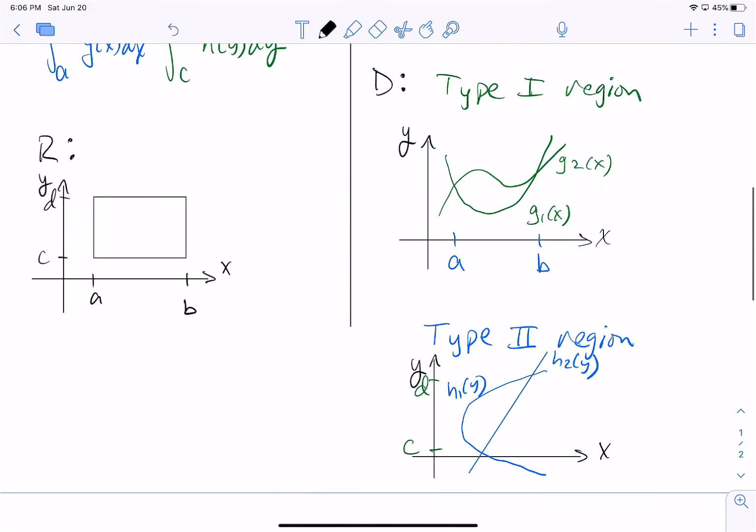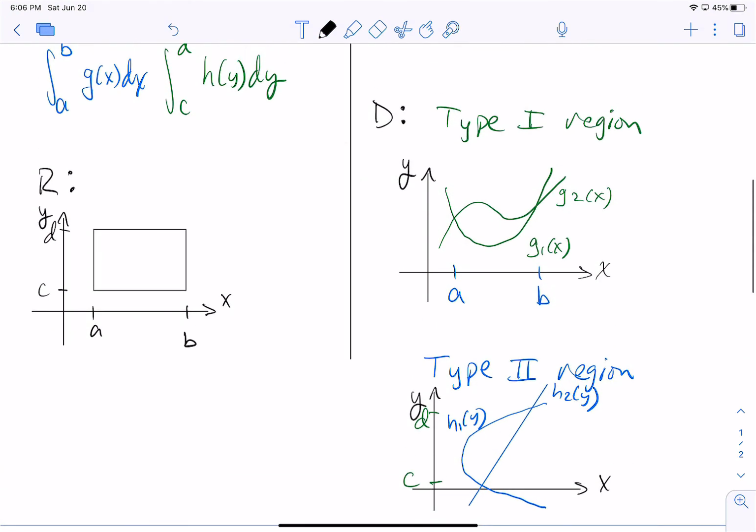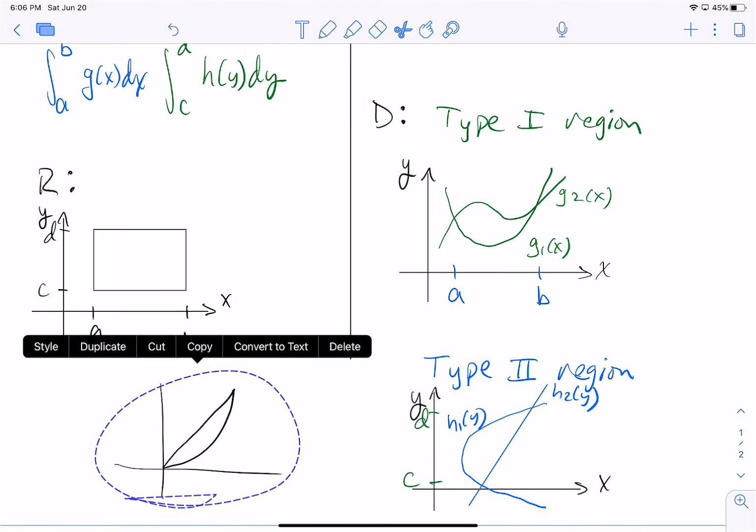It's not out of the realm of possibility that we have a region that is both type 1 and type 2, and something that looks maybe like this, which is maybe like part of a parabola that's cut off by a linear function here, in which case we could choose the order of integration and then tweak the limits. We could actually set this up using dx dy or dy dx, and we're going to see how that works as we do our work. I'm going to get rid of this for now though.